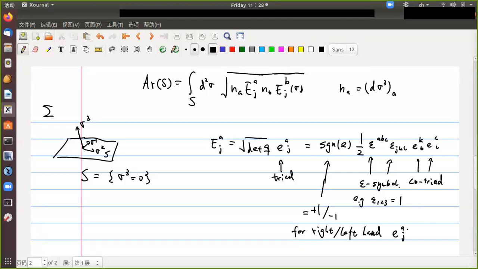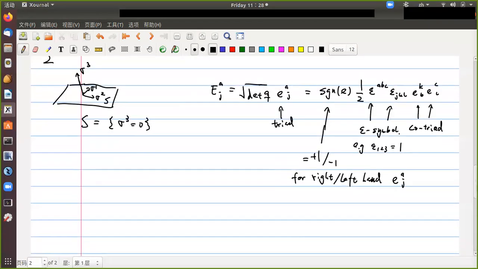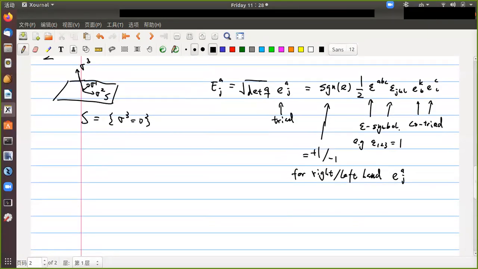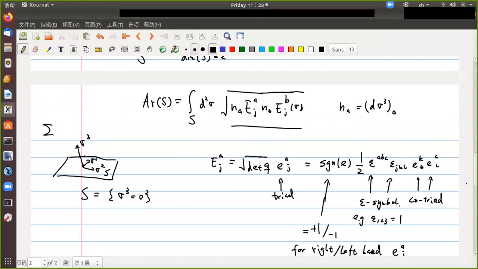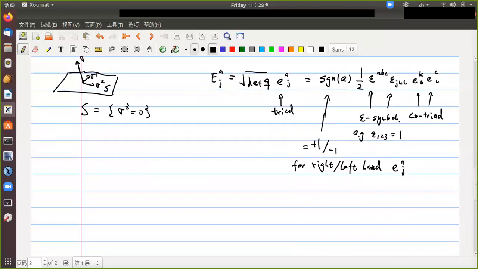Because here this E can be left or right. So if you define E, no matter right or left, it's just E times square root of q. Then if you convert to the co-triad in this formula, you have to add plus one or minus one. So you should check this formula by yourself if you haven't done that. Okay, so now let's plug in this formula here, to see what is going on.